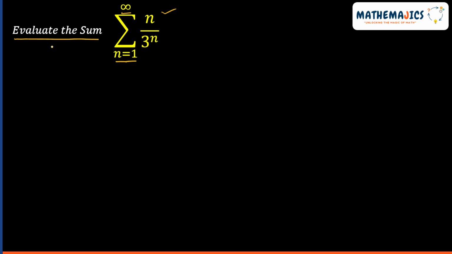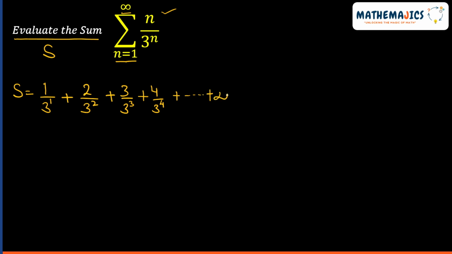So let the sum be s. So s will be, let's substitute n as 1 first. If n is 1, this will turn out to be 1 upon 3 raised to power 1. Second term will be 2 upon 3 raised to power 2. Third term will be 3 upon 3 raised to power 3. Fourth term will be 4 upon 3 raised to power 4. Like this, we will go up till infinity, because we need to find the sum till infinity.